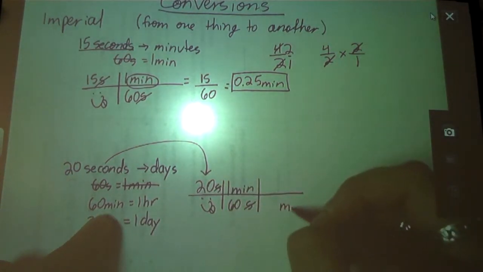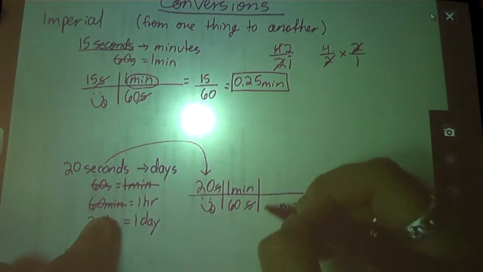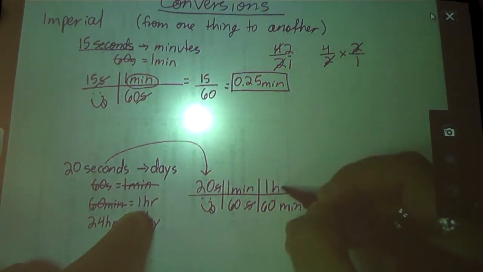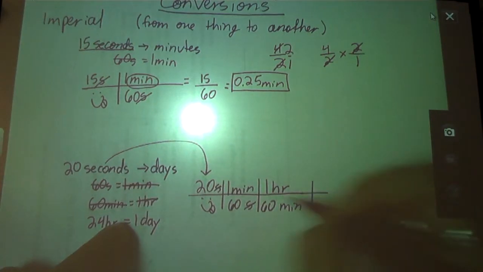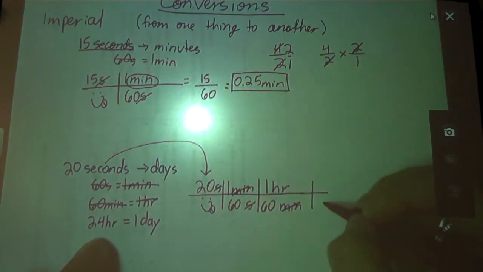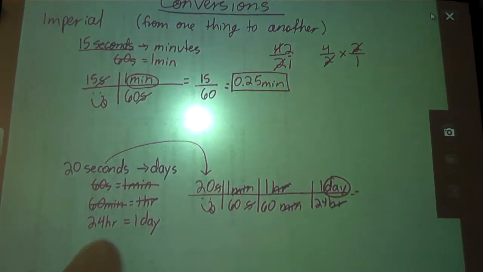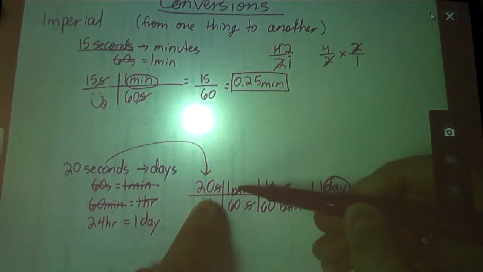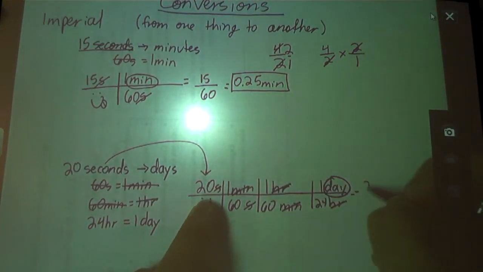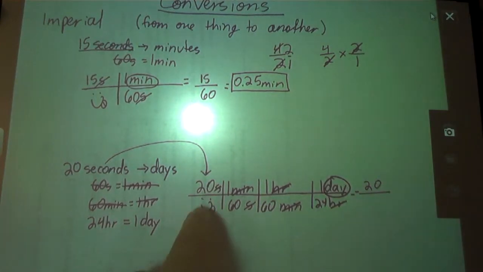Now I need minutes. How many? There it is. The 1 hour goes on top. Let's see. Hours on bottom. It says 24 here. 1 day. And look at that. Everything cancels except that unit that I was looking for. Fantastic. So now we're going to multiply all the way across the top. So 20 times 1 times 1 times 1 is 20. Divided by 1 times 60 times 60 times 24.